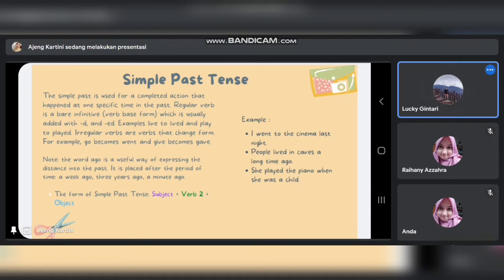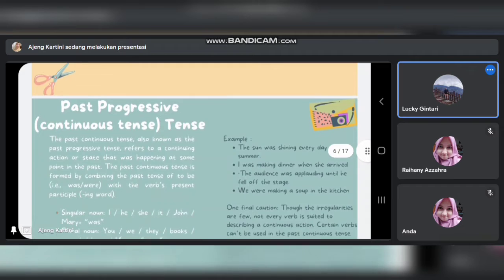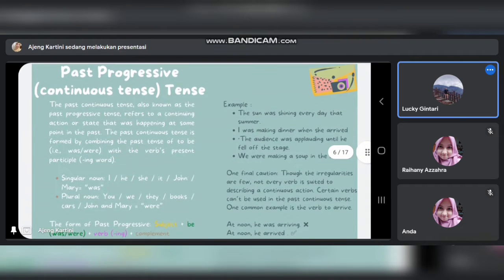Next, past progressive or continuous tense. The past continuous tense, also known as the past progressive tense, refers to a continuing action or state that was happening at some point in the past. The past continuous tense is formed by combining the past tense of to be, was or were, with the verb present participle.